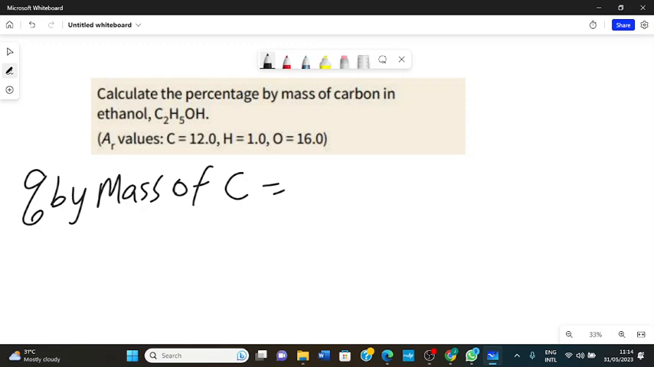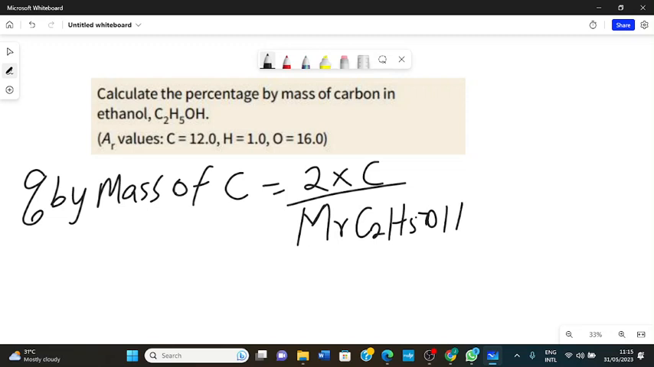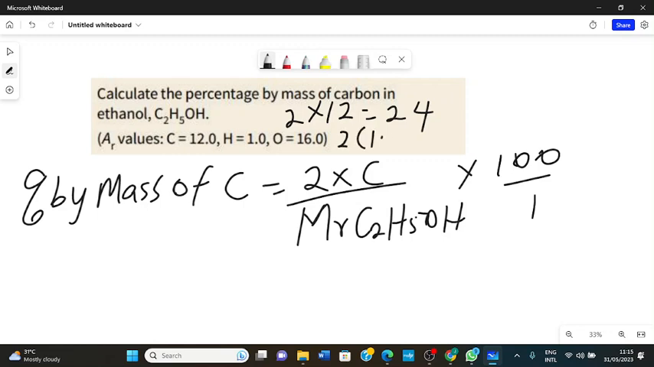will be equal to 2 times the relative atomic mass of carbon divided by the molar mass of ethanol, which is C2H5OH, multiplied by 100 over 1. Since we have 2 atoms of carbon and the relative atomic mass of carbon is 12, it will be 2 times 12, which is equal to 24. Then we have to calculate the molar mass of ethanol, which is carbon 2 times 12, plus we have 6 atoms of hydrogen, 6 times 1. Then we have 1 atom of oxygen, which is 16.